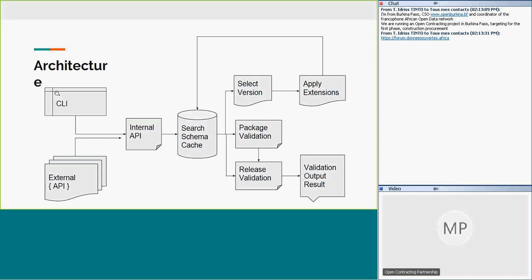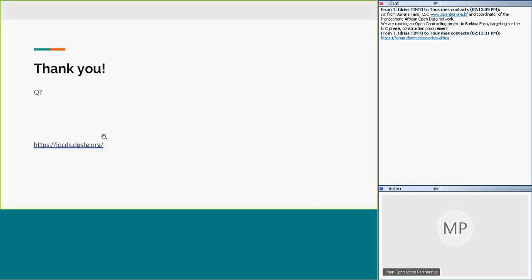And we have the command line interface and external API that feed through the internal API that is used to do the validation. And of course, you have the validation result output that is JSON, as I mentioned. So that's it. Thank you. If you have questions, this is all for the demo. You have access right now if you want to play with some JSON and extensions.